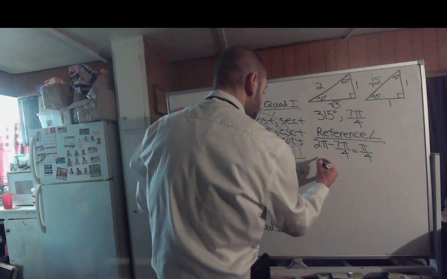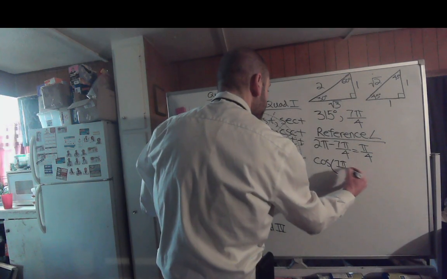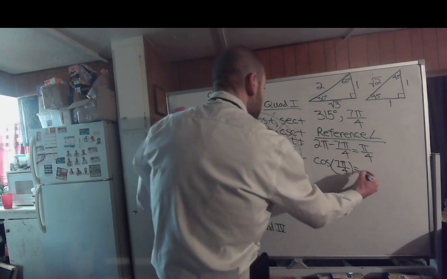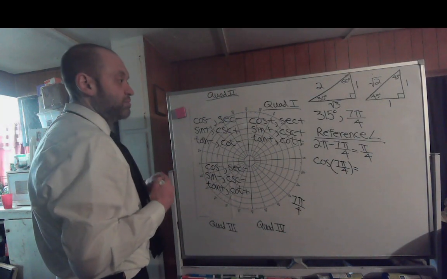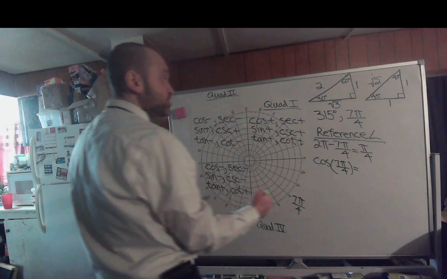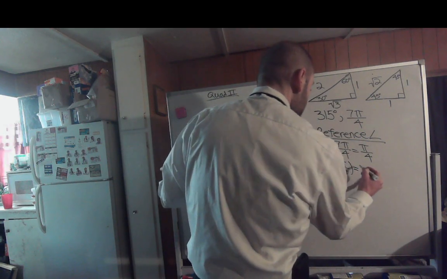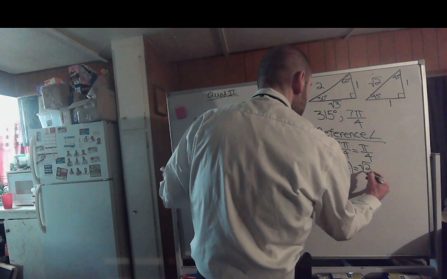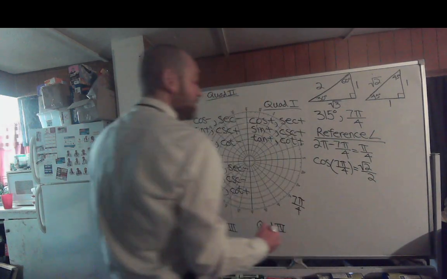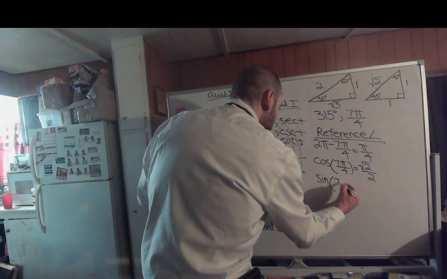So let's now go ahead and find the cosine of 7 pi over 4. Okay, so the cosine of 7 pi over 4, cosine's positive since you're in the fourth quadrant. That's going to be 1 over the square root of 2, which would just be the square root of 2 over 2. So this time, what about the sine of 7 pi over 4?